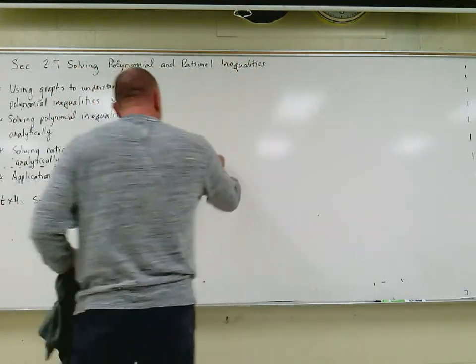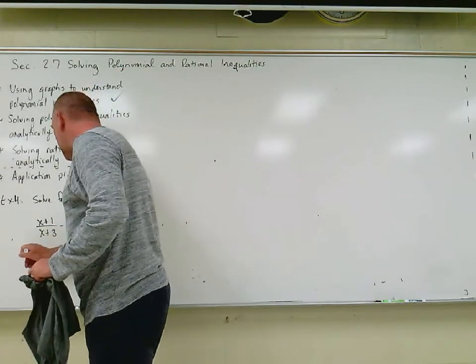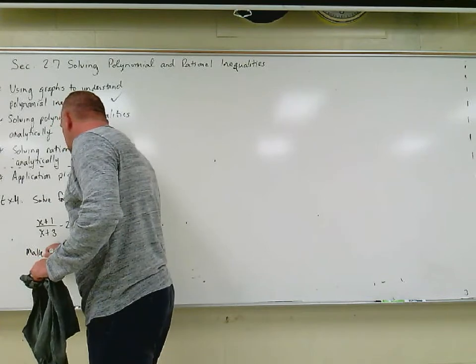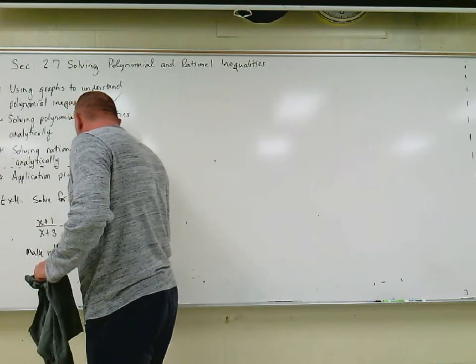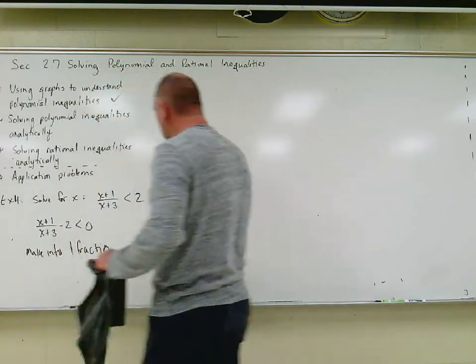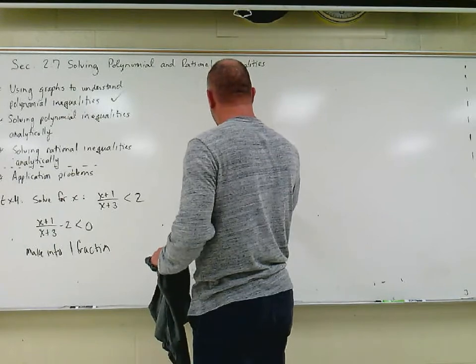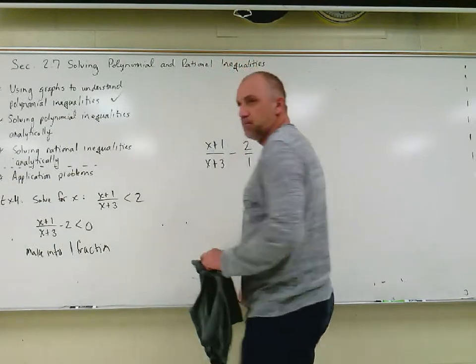So my first thing here, before I even get started, is to make this into one fraction. And the way you do that is you get a common denominator. So you're going to do x plus 1 over x plus 3 minus 2. It's like 2 over 1.